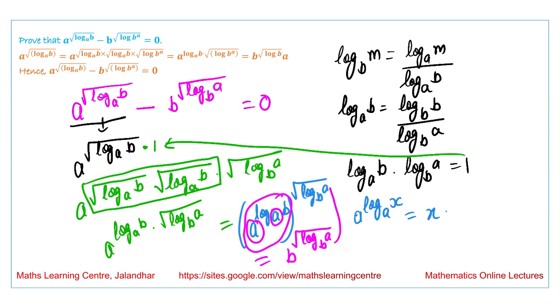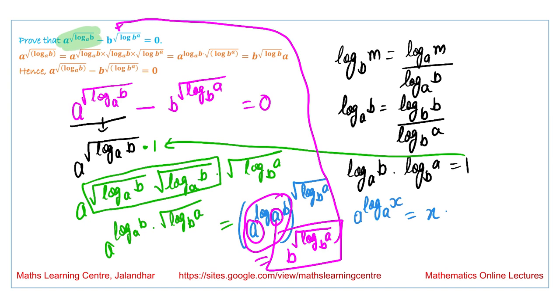Now substitute this value in this equation. If we subtract both these values, these are equal. What we obtain is that the value of a raised to the power square root of log b to the base a is equal to this. So if we subtract both these values, the answer we obtain is equal to 0.